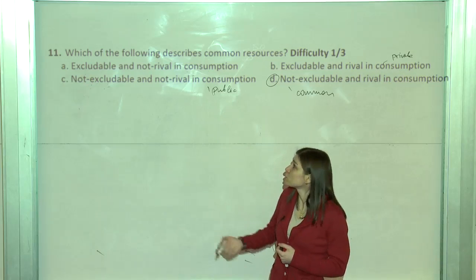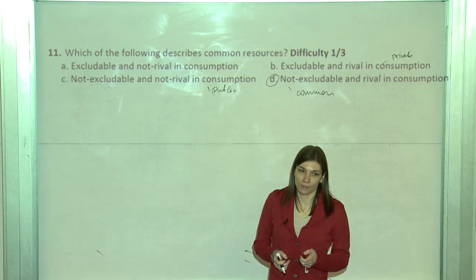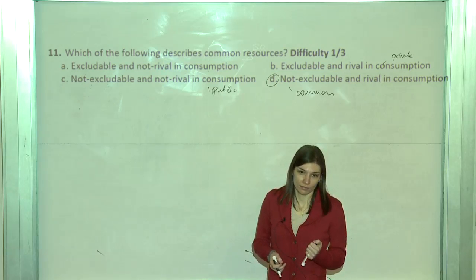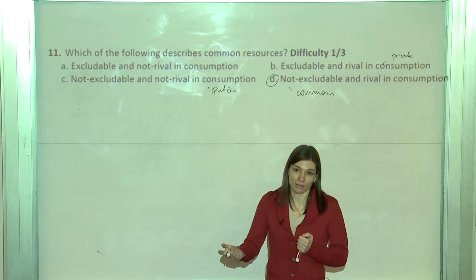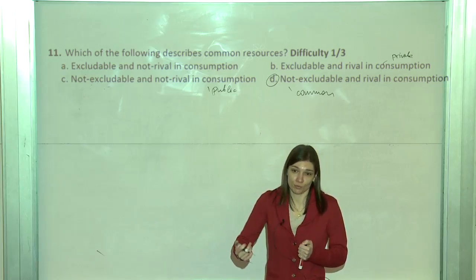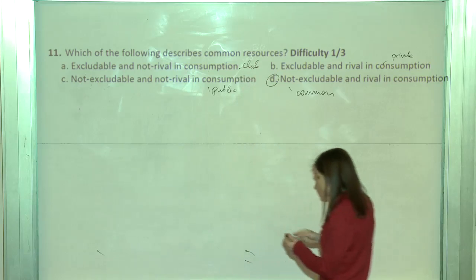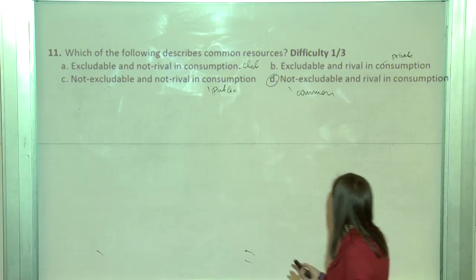Club good. So it's both excludable and non-rival. An example? Cable. Okay? The fact that I have cable does not prevent you from having it, but you can charge me for it. Right? That's club good. Right. So here common is D.